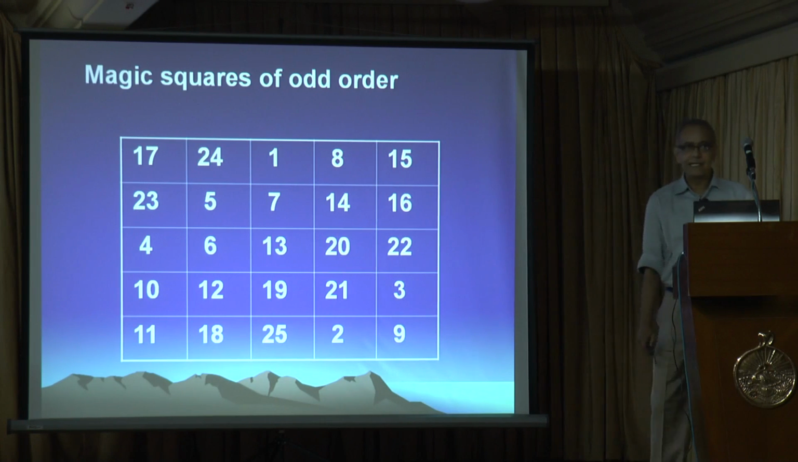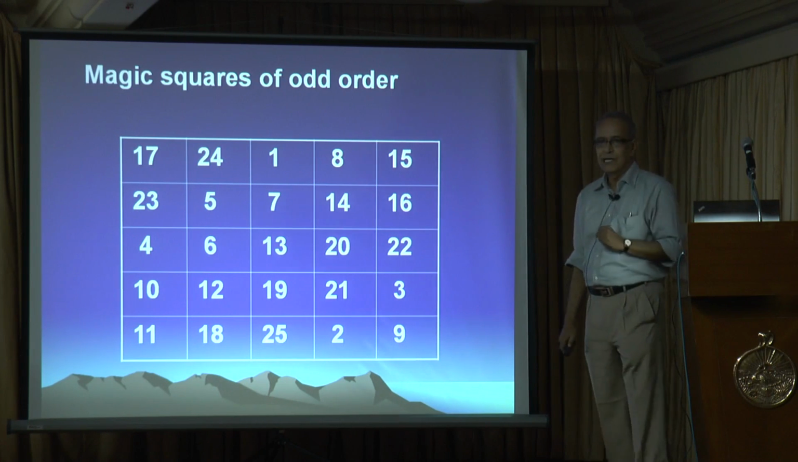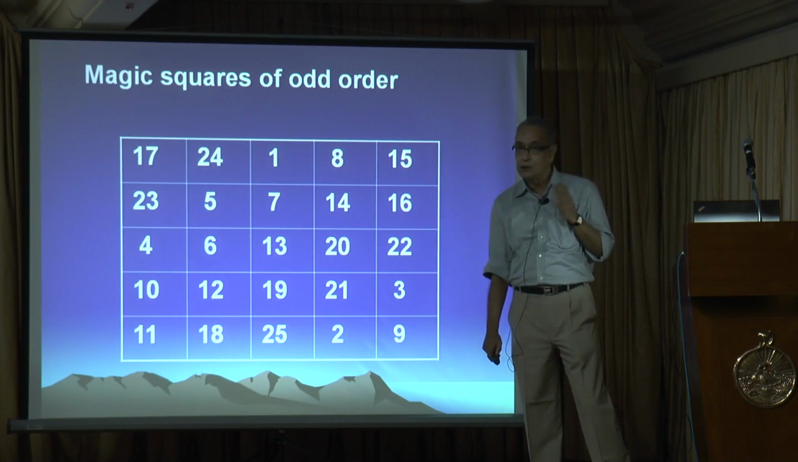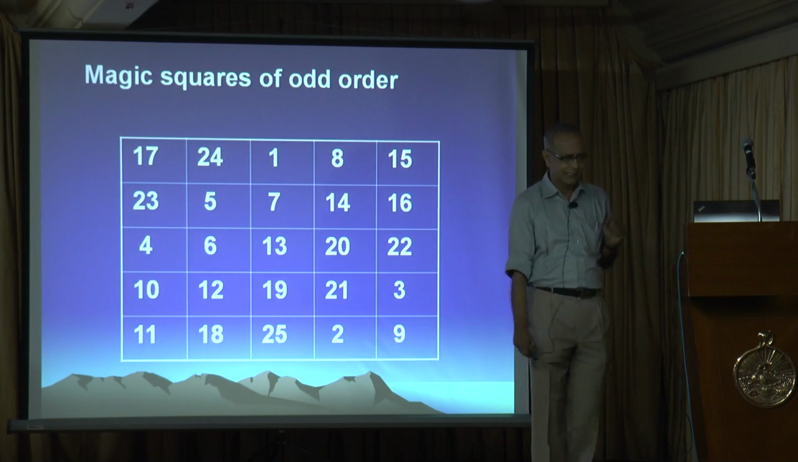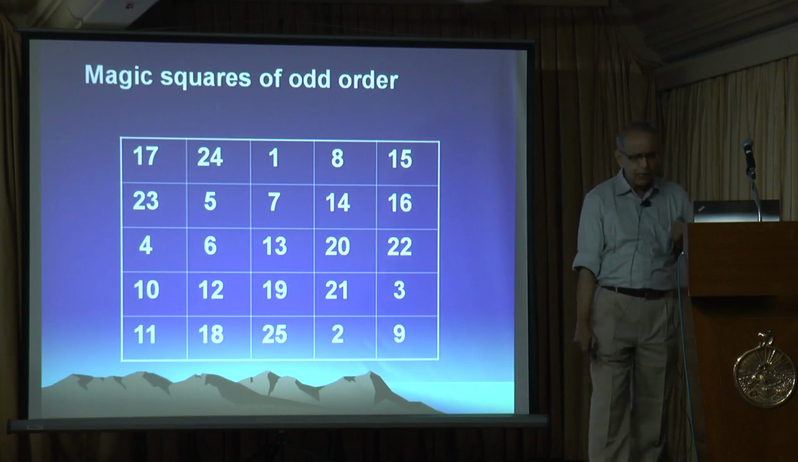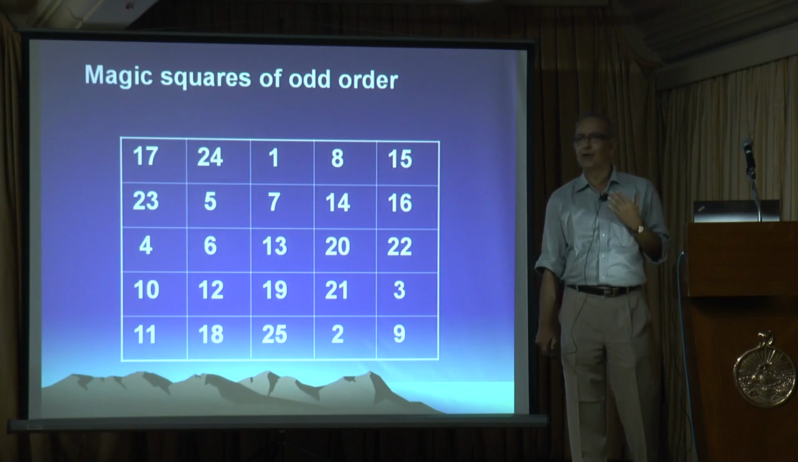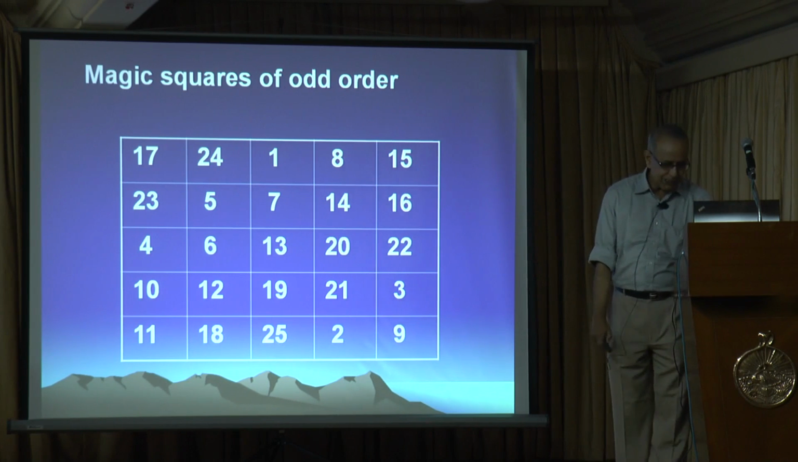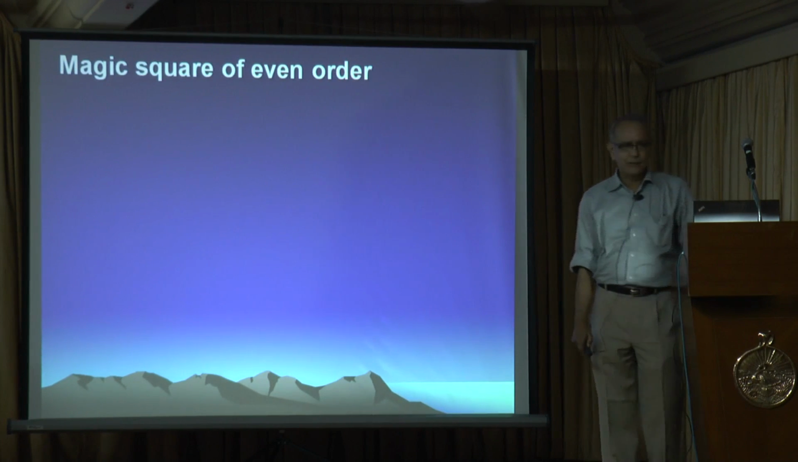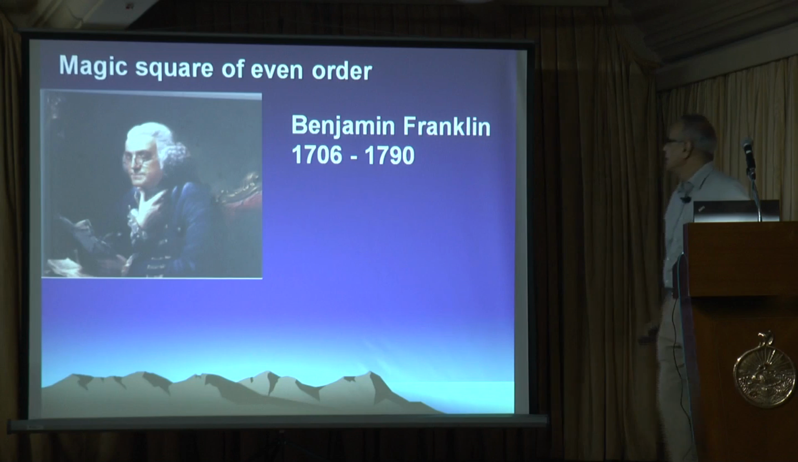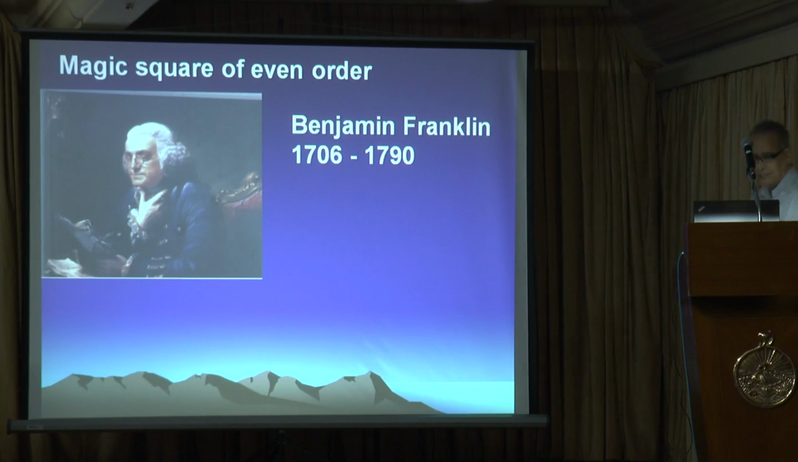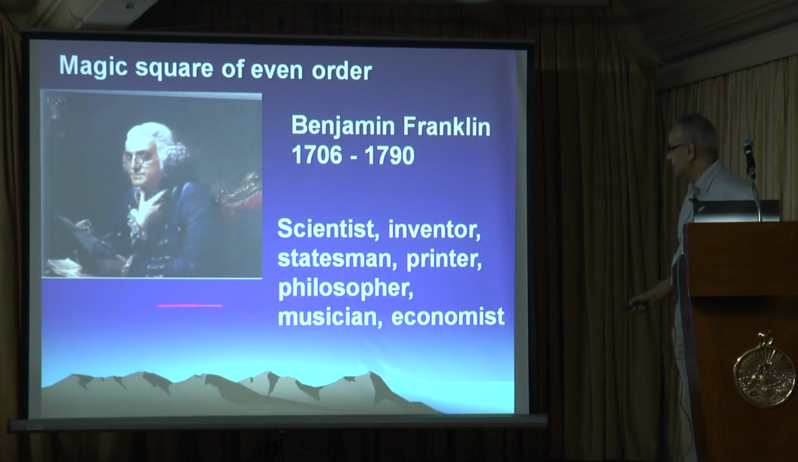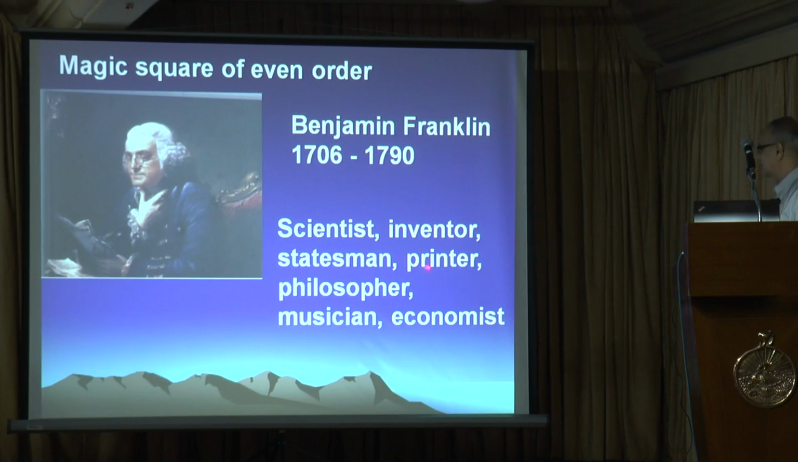Real interest lies in even order magic squares. Here there is no such mechanical rule. Not only that, there are enough possibilities. That's why it has drawn the attention of not only mathematicians, but even some non-mathematicians who are obviously very special people. Like a magic square of even order. This is Benjamin Franklin. As you know, he was not known as a mathematician, but he was a scientist, inventor, statesman, printer, philosopher, musician, economist, he was a polymath.